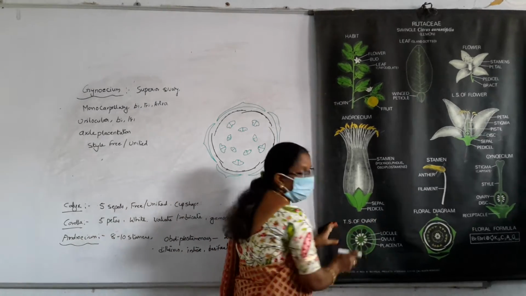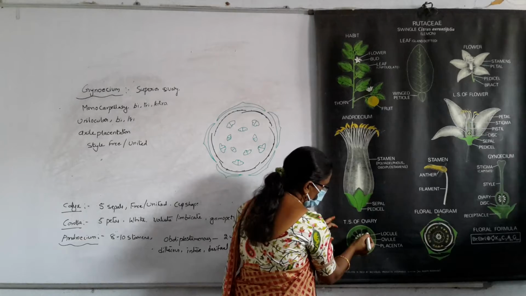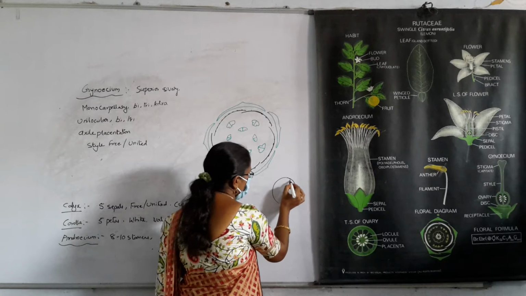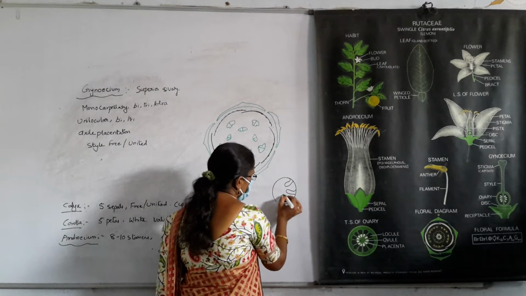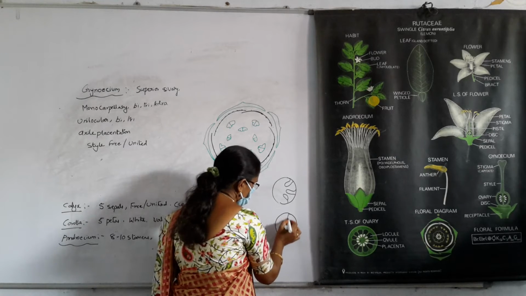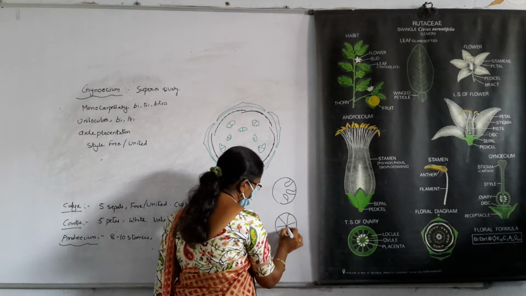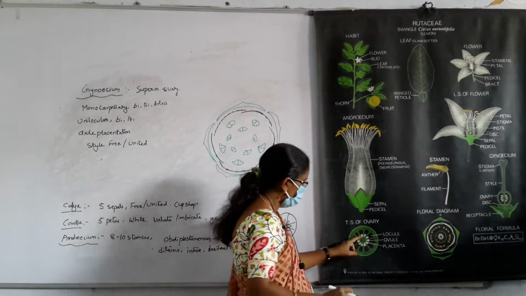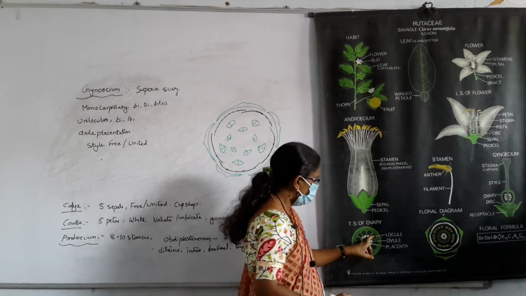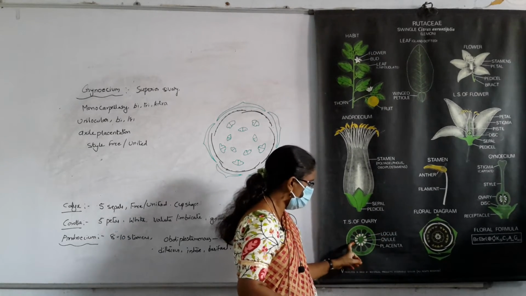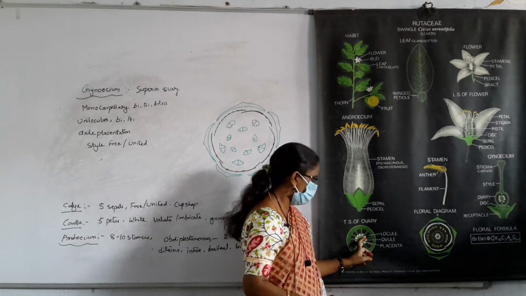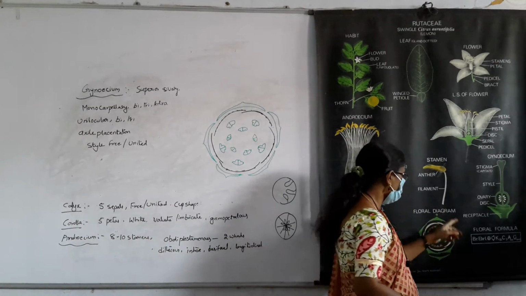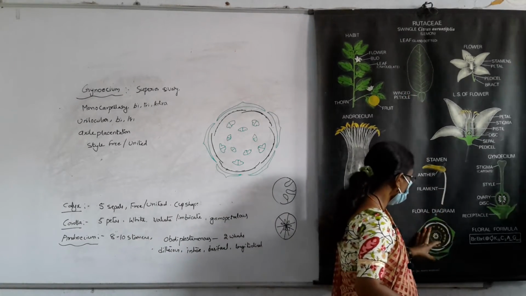This is a TS of ovary. In marginal placentation, the ovules are attached to the wall, and this is axial placentation. In axial placentation, the ovules are attached to the middle of the ovary. Each one is a locule. Sometimes many locules are present, and each locule consists of ovules. This is axial placentation.